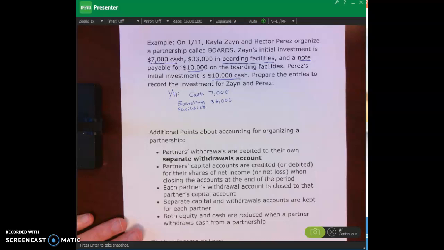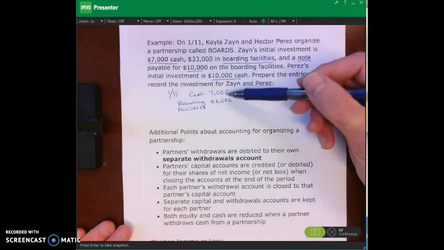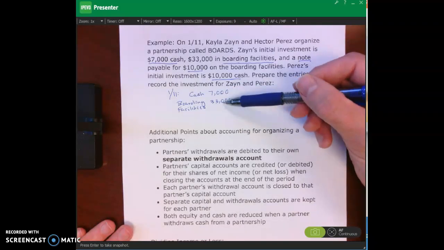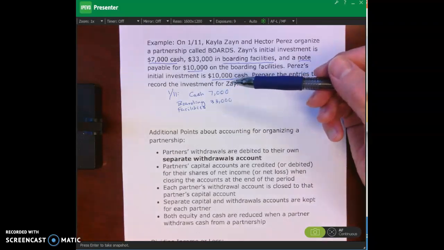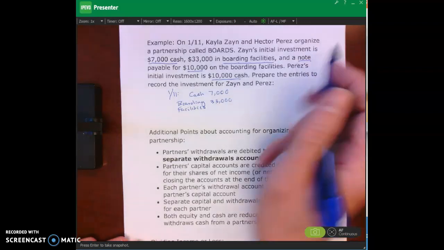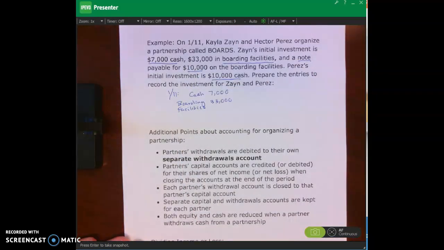Now, if we think back to chapters 1 and 2, when we were talking about journal entries for starting a service company, if the owner invested $10,000 in his or her business, we debited cash and then credited capital. We're going to do the same thing here and credit capital, but not for the 7 plus the 33, which would be 40,000, because Kayla is also bringing a liability.